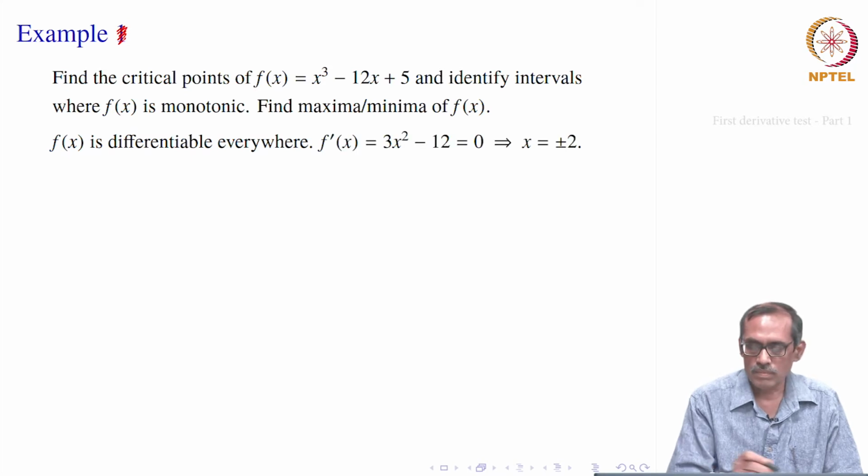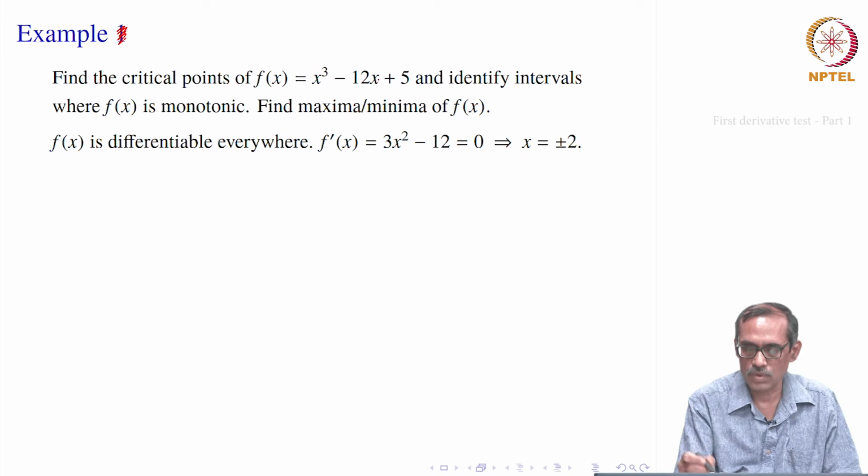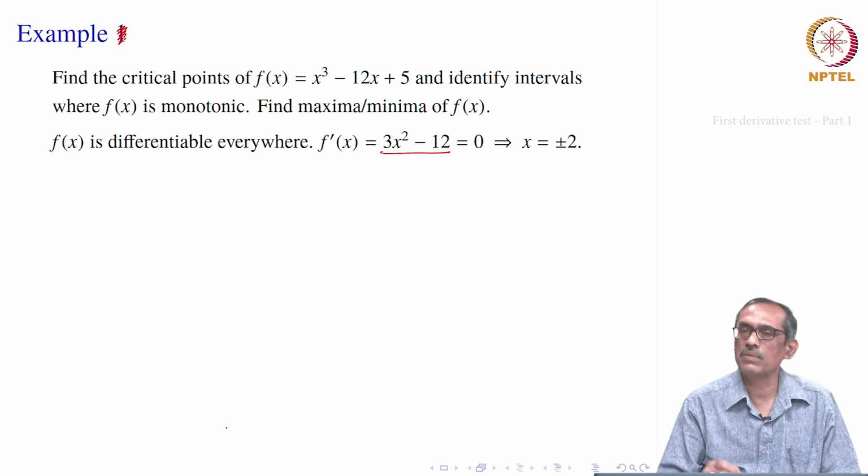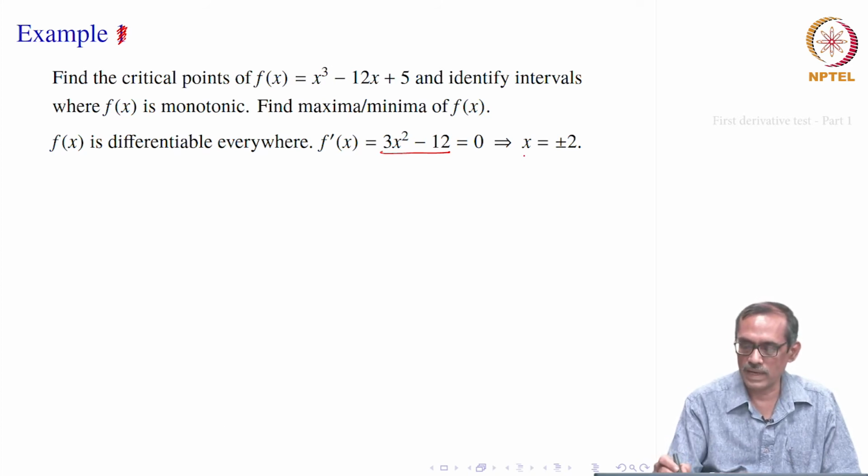So, what do we do? Find its derivative. It is 3x squared minus 12, that is it. And to find the critical points, we equate this to 0 and compute where it can be 0. So, we find that at x equal to plus or minus 2, this f prime x can be 0. So, we have minus 2 as a critical point and 2 is also a critical point.